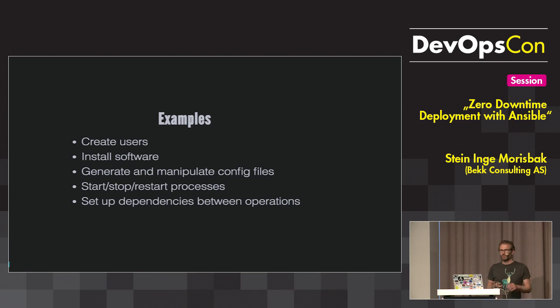So here are some examples of what you can use a provisioning framework for, which we will look at. You can create users, install software, generate and manipulate config files on your servers, start, stop, and restart processes, and you can also set up dependencies between these operations. So just a few examples.